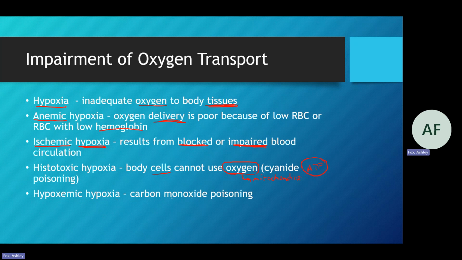Hypoxemic hypoxia is actually carbon monoxide poisoning. Carbon monoxide has a strong affinity for hemoglobin and kicks off the oxygen. So instead of carrying oxygen to the tissues, it's carrying carbon monoxide. Carbon monoxide can't be used to make ATP. So that's where you get not enough oxygen going to the tissues, because carbon monoxide is taking up the space.